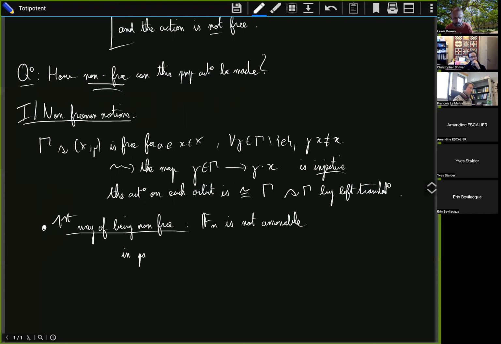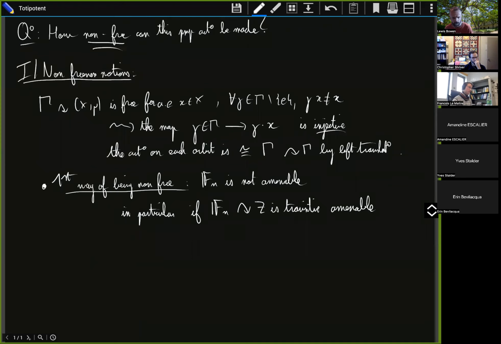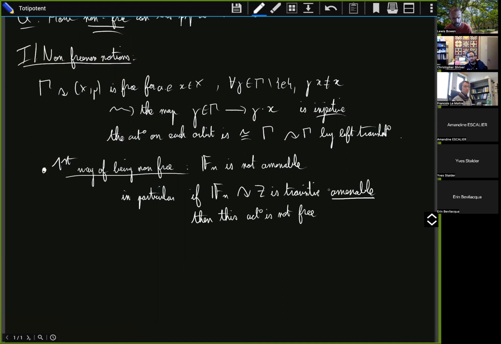In particular, if Fn is acting transitively, so I have a transitive action which is an amenable action, then this action is not free. So let me remind what this notion of amenability is for transitive actions, or for actions on discrete sets, if you prefer.